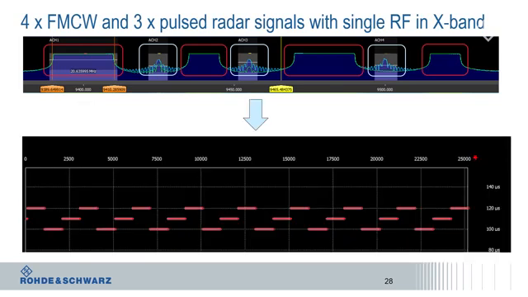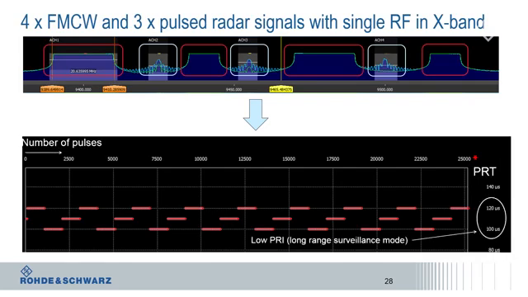This figure shows the pulse number on the x-axis. This means every single pulse is a count. On the y-axis, you can see the pulse repetition time, or PRI, as we also call them. This radar uses low PRI mode, which is good for long-range surveillance, which you can see on the right-hand side.